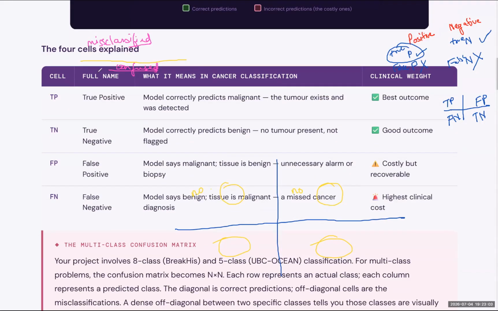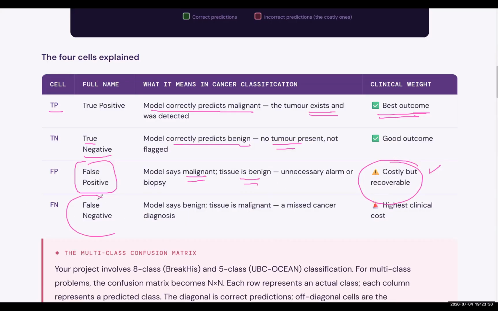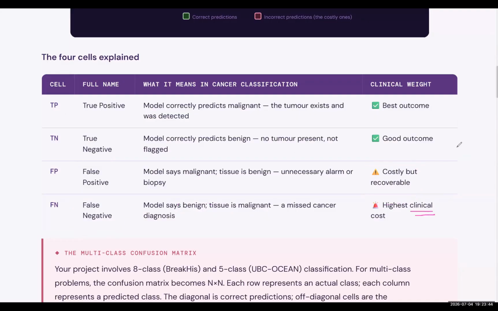So these are the TP, that is, true positive. The model correctly predicts the malignant tumor, and the tumor also exists. That is the best outcome that you can get. True negative: the model is correctly predicting it is benign and no tumor is present. What is false positive? The model is saying it is malignant, but actually the tissue is benign. Okay, costly but recoverable. And false negative, what does false negative tell you? That the tissue is malignant, but the model is saying that no, it is not malignant. So in clinical context.